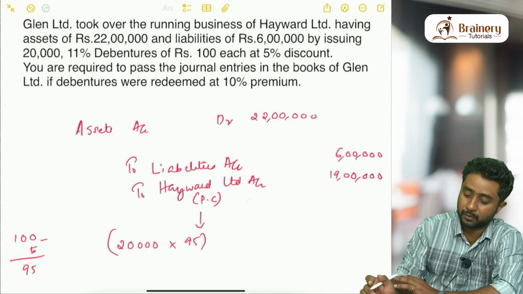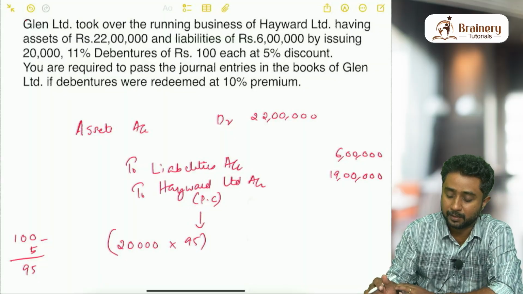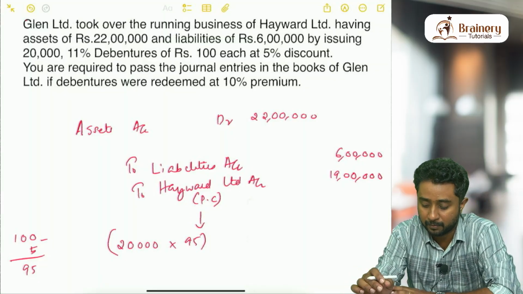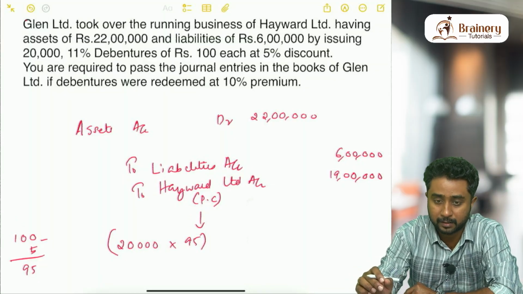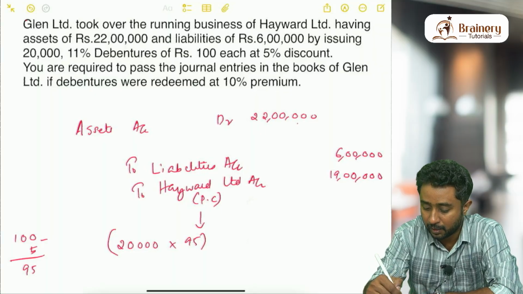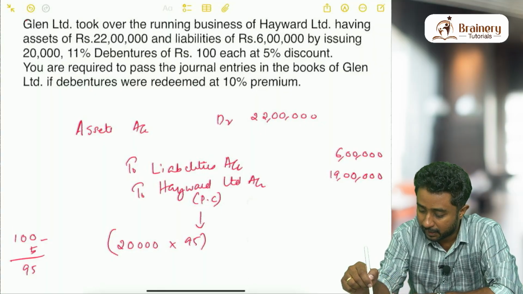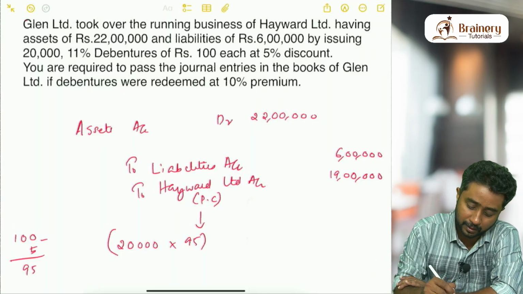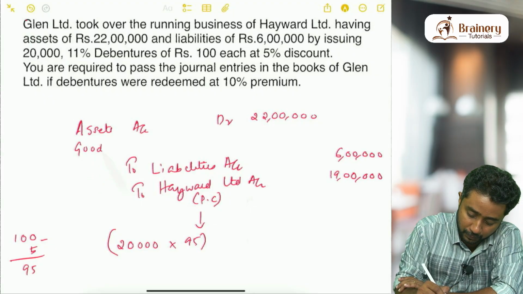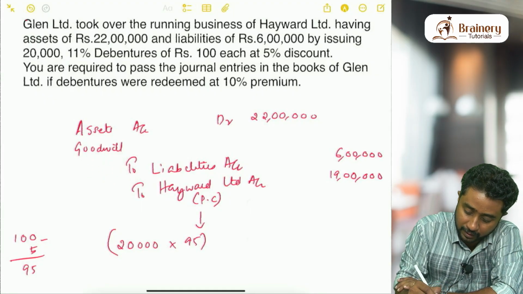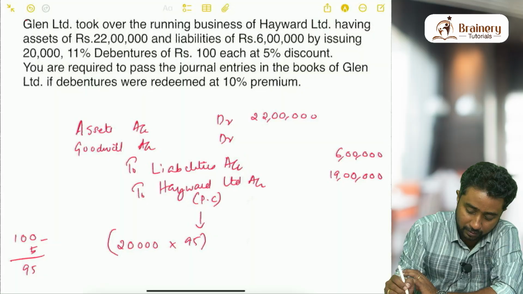Now what are we supposed to do? We will check whether both the sides, debit column and credit column, total of the journal is giving the same amount or not. Obviously it is not. 22 lakhs is on the debit side and 25 lakh on the credit side. So something is missing here. Obviously if something is missing on the debit part of the entry, then that will be goodwill account. This is a shortcut.